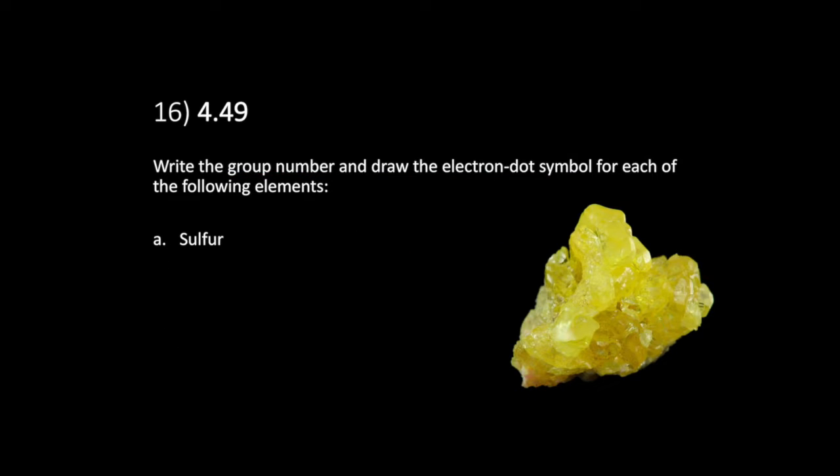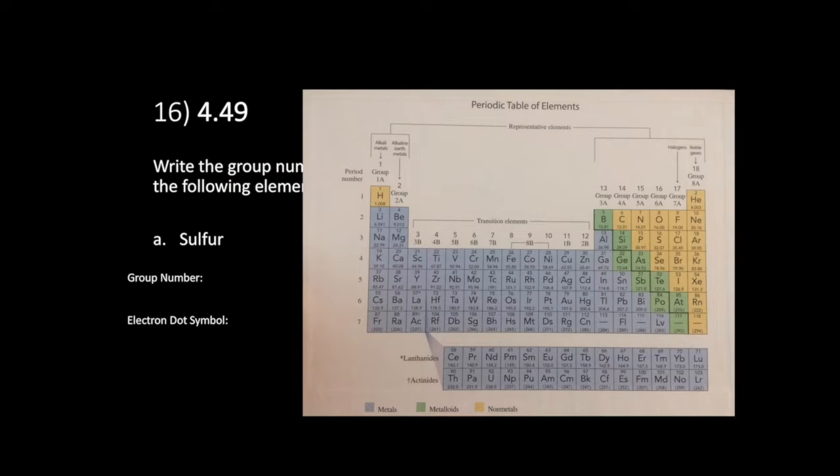So let's start with sulfur. Now, the first thing we want to do is to find the group number it's in. Sulfur is over here, so it's in group 6A. So that's the group number, that's the first thing they're asking for. The second thing is to draw the electron dot symbol.